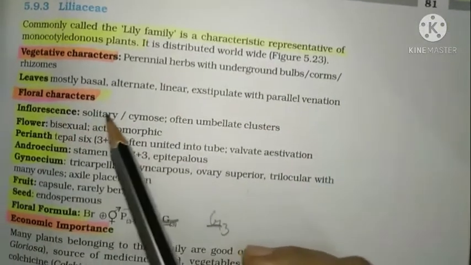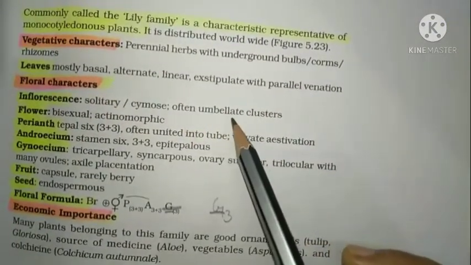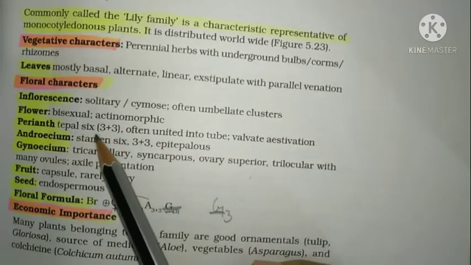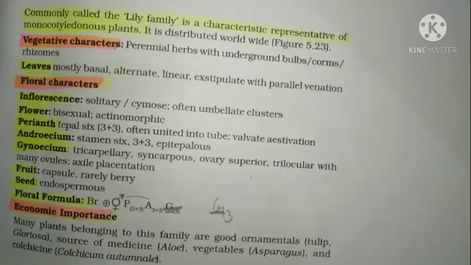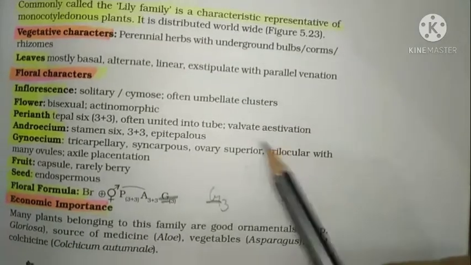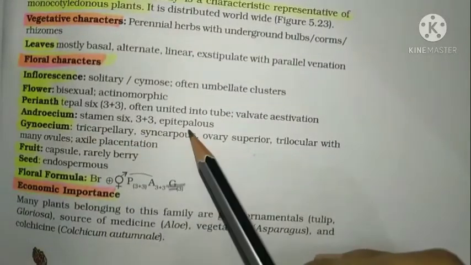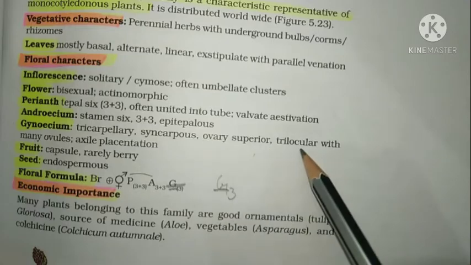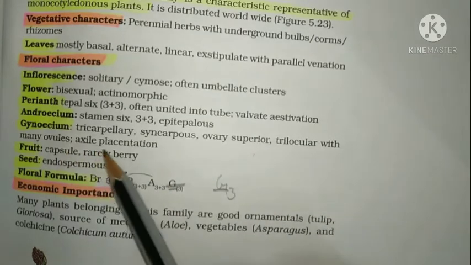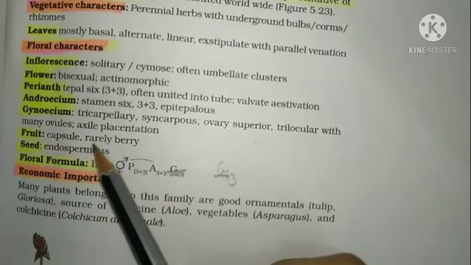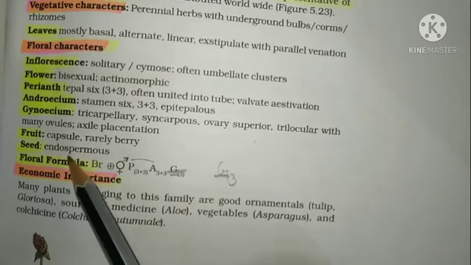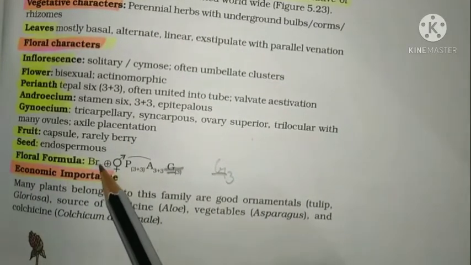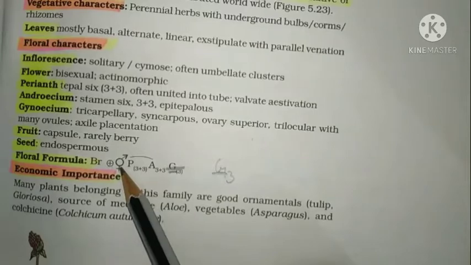Floral formula: inflorescence solitary, cymose, often an umbellate cluster. Flower is bisexual, actinomorphic. Perianth is tepals 6, 3 plus 3, often united into tubes, valvate aestivation. Androecium is stamens 6, 3 plus 3, epipetalous. Gynoecium is tricarpellary, syncarpous, ovary superior, trilocular with many ovules, axile placentation. Fruit is a capsule, rarely a berry. Seed has endosperm.